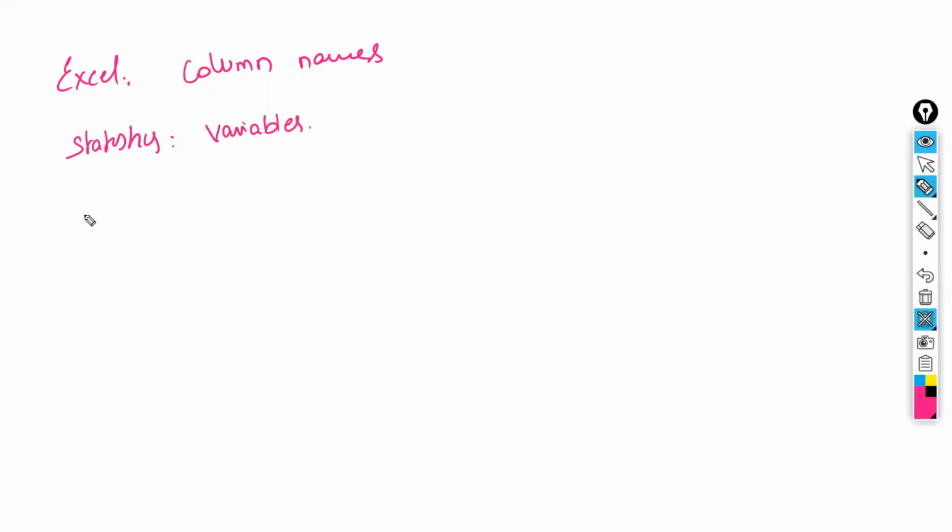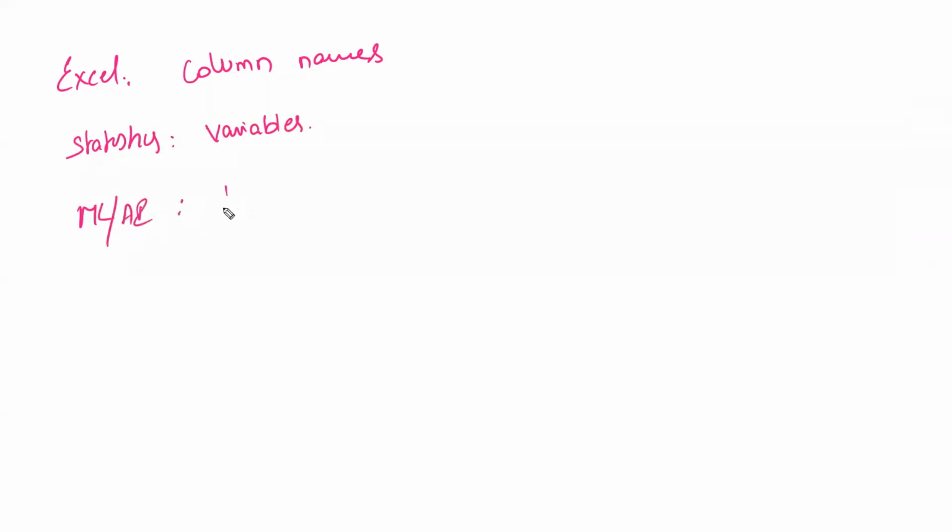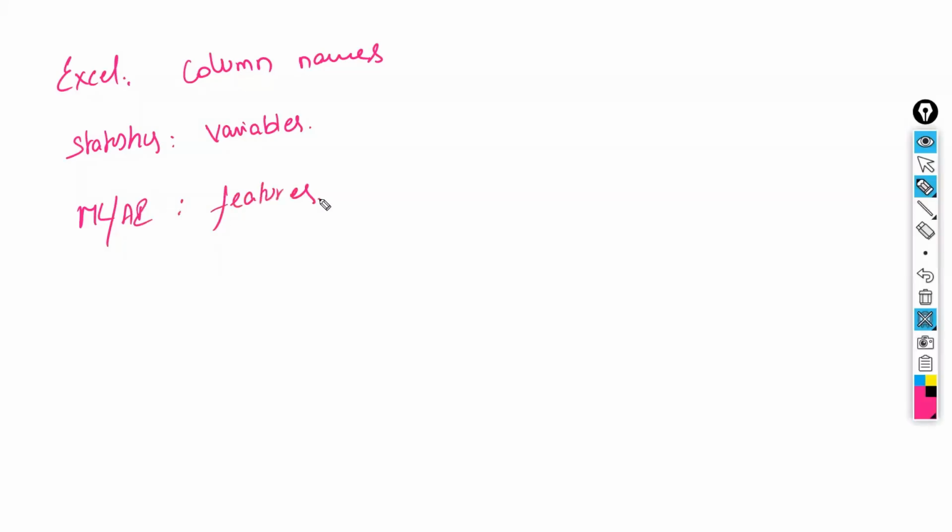Whatever the column names are, in Excel or in a CSV file, generally we call them column names. The same thing in statistics is called variables. In ML or DL, I mean artificial intelligence, they are called features. Everything is the same: column names, variables, and features. Just in statistics we call them variables, and in artificial intelligence, ML or data science, we call them features.